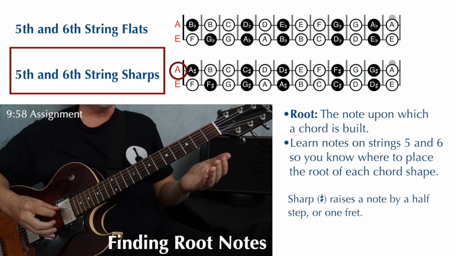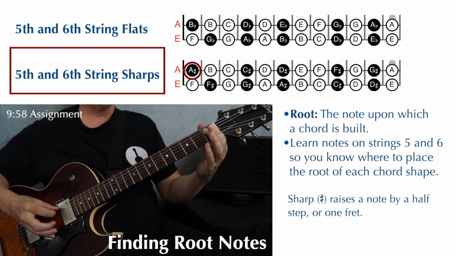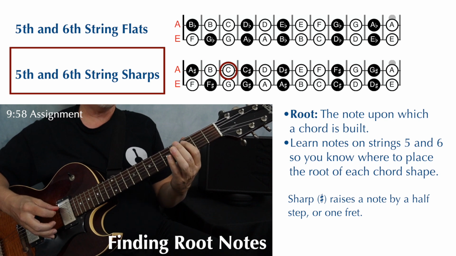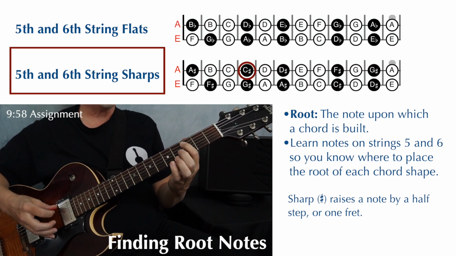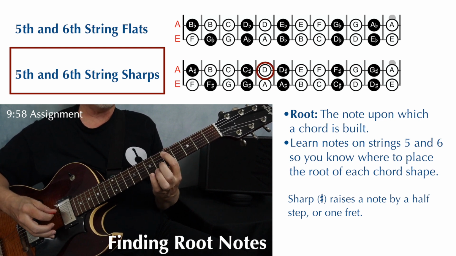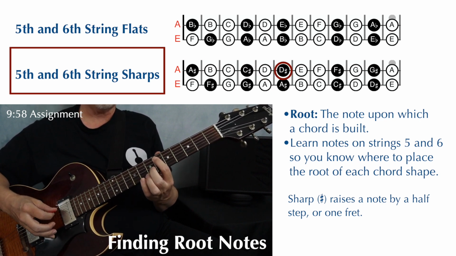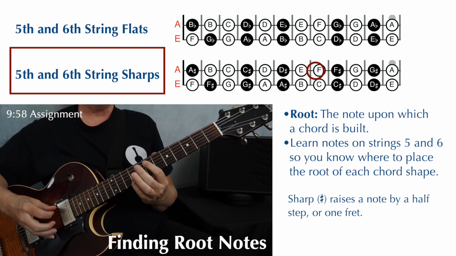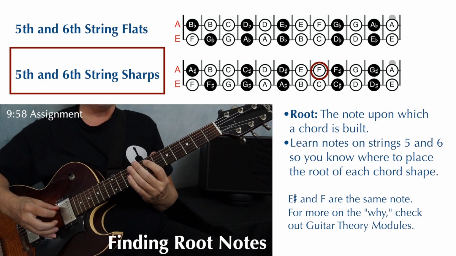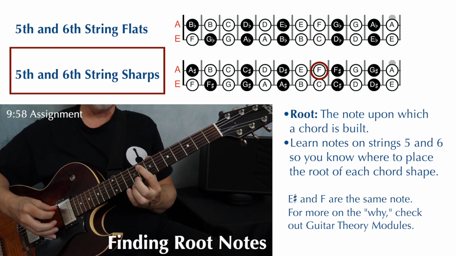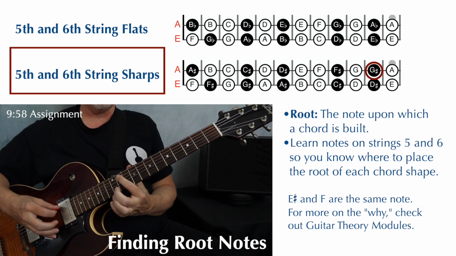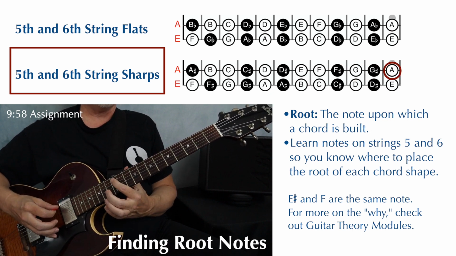Open A, 5th string. 1 fret to the right, which would be the 1st fret, is your A sharp. Then your B and your C. C to C sharp. C sharp's 1 fret to the right of C. There's my D. 1 fret to the right is my D sharp. There's my E. And now technically, again, there is an E sharp. It's just an F. We're not going to get into that. There's my F. 1 fret to the right is my F sharp. G, 1 fret to the right is G sharp, and my A.